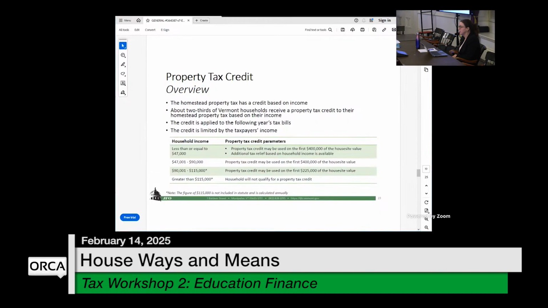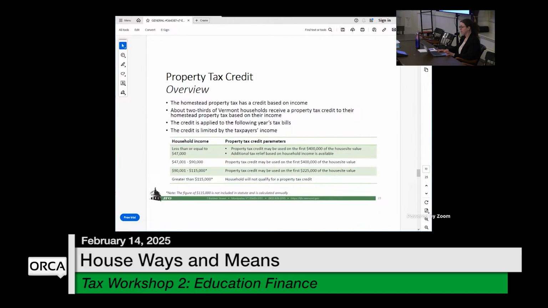The 47 and 90,000 are numbers written into statute, so they're not changing over time. The pieces of the property tax credit that are changing annually are not these parameters, but the income yield and the property yield that are being set in the yield bill.